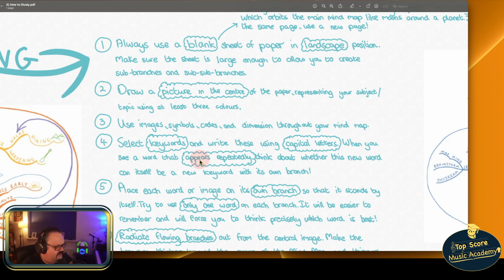When you see a word that appears repeatedly, think about whether this new word can itself be a keyword with its own branch. Yeah, so if you're talking about, say, in music, there may be a particular chord progression or an interval, like a rising seventh or a tritone or something, and you see that occurring again and again and again throughout the same piece, then maybe that idea, that concept of the tritone or the rising seventh or whatever it is, needs to be its own little branch coming out of the mind map.